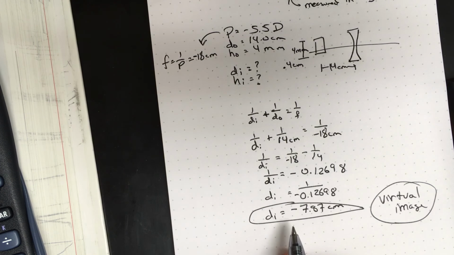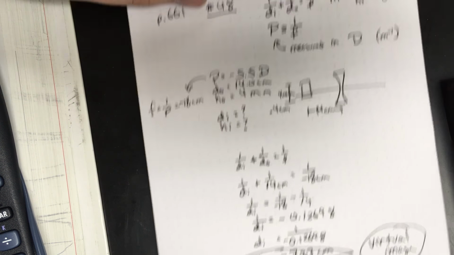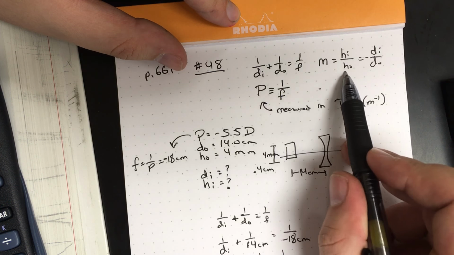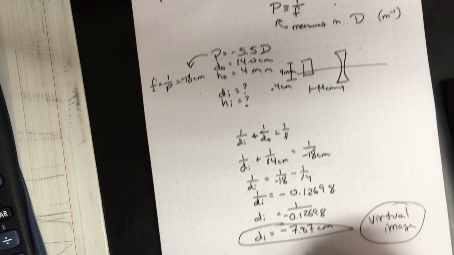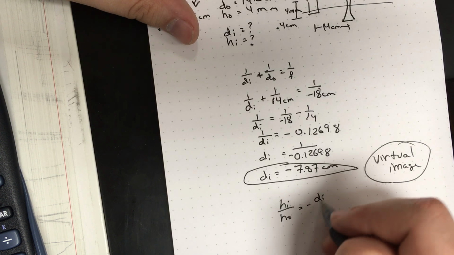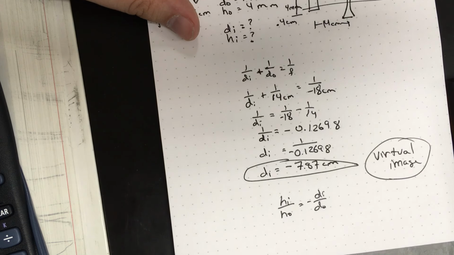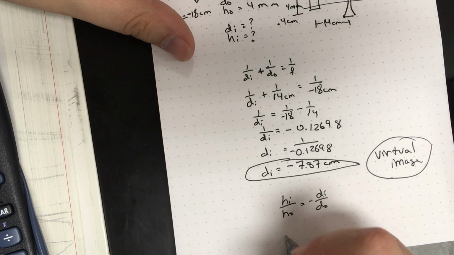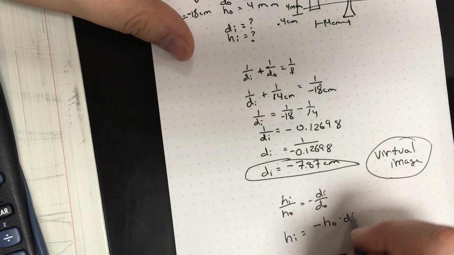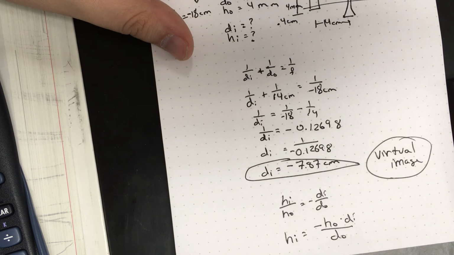And then the last question is, what's hi? Well, we've got this magnification equation here. So we can use any two parts of this magnification equation. So I'm going to say hi over ho equals negative di over do. So in that case, hi should equal negative ho times di divided by do, if I just cross multiply there and divide.